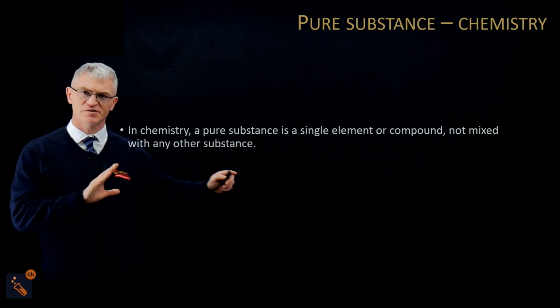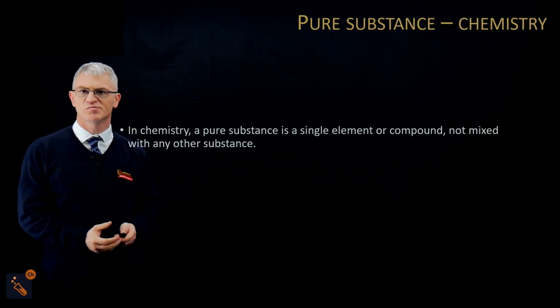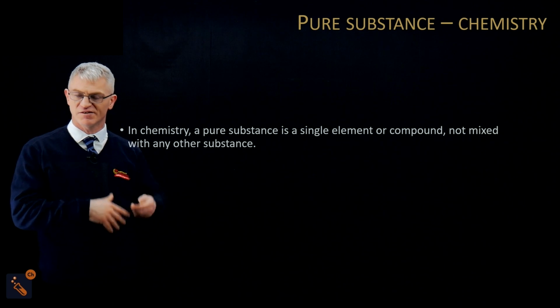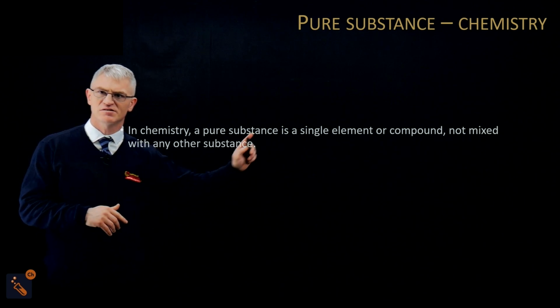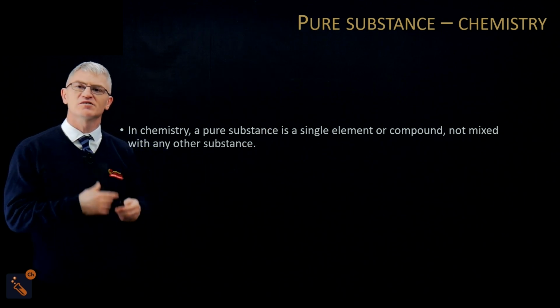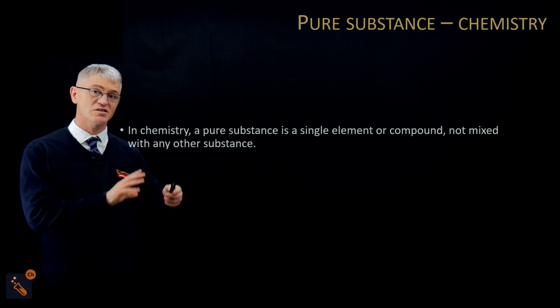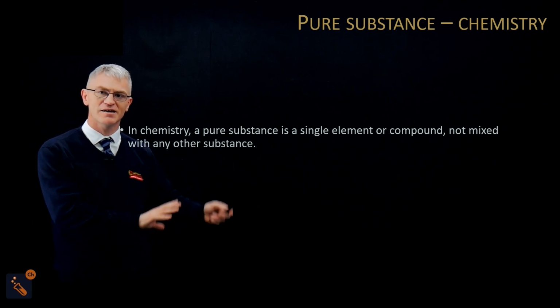Now, in chemistry, a pure substance is a single element or a compound. So have your periodic table in front of you. It's all the elements on that periodic table. They are pure if they're not mixed with anything else. That's the important thing. You can also have any compounds that you make in chemistry as long as, again, they're not mixed with anything else.